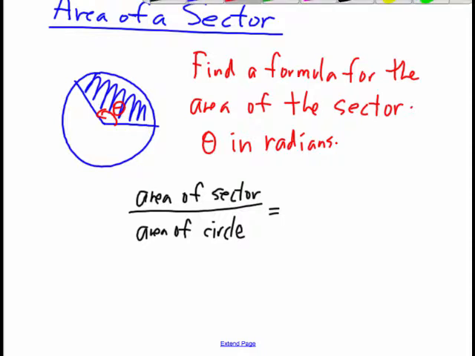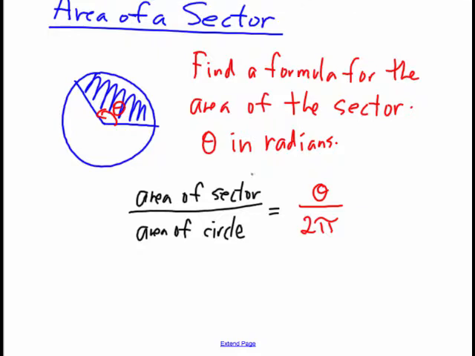Now, a sector is a segment of the circle. I've got in blue a section of the circle labeled, and the angle shown is theta in radians. And what I'm going to try to come up with is a formula for the area of a sector. So I'm going to use the concept that the area of a sector compared with the area of a circle would be proportional to the angle at the center to the angle of the full circle at the center, which we know would be 2 pi radians.